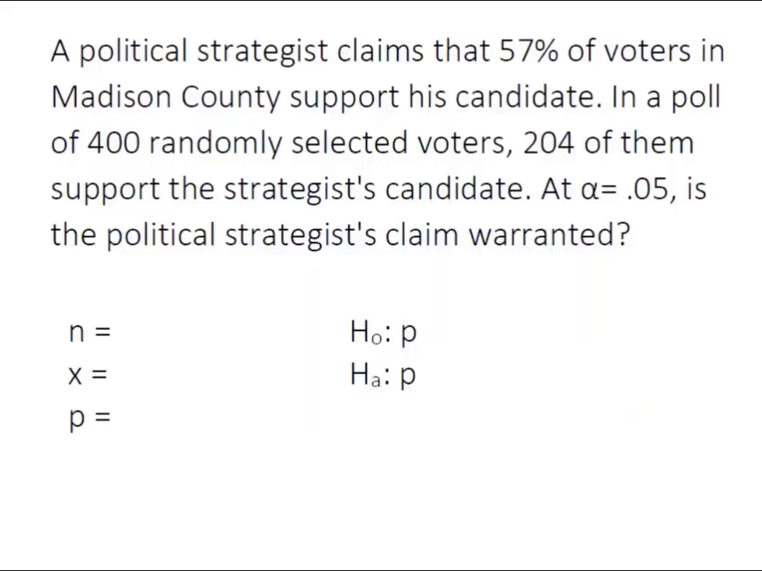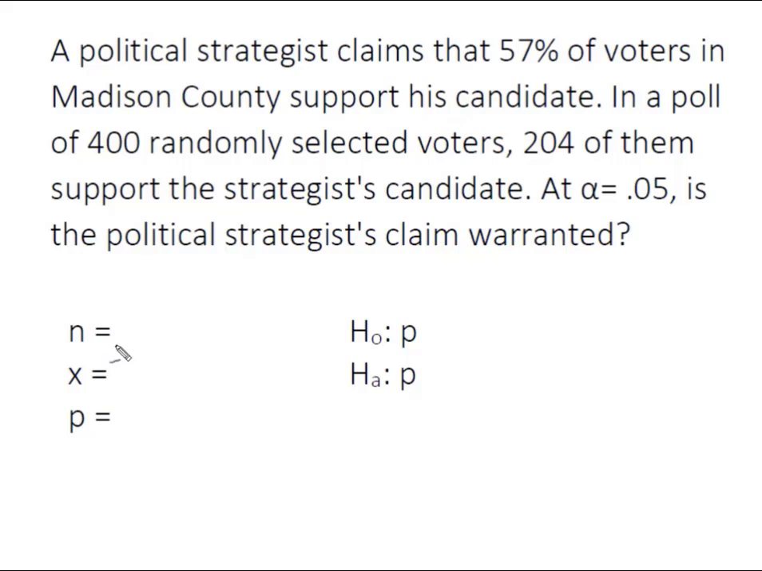A political strategist claims that 57% of voters in Madison County support his candidate. In a poll of 400 randomly selected voters, 204 of them support the strategist's candidate. At an alpha equal to 0.05, is the political strategist's claim warranted? We're going to let Minitab do a lot of the work, but first we're going to gather up our information.